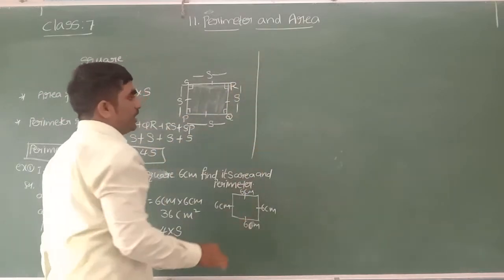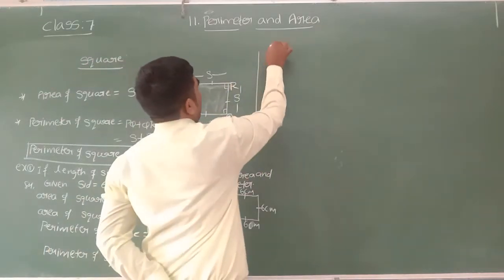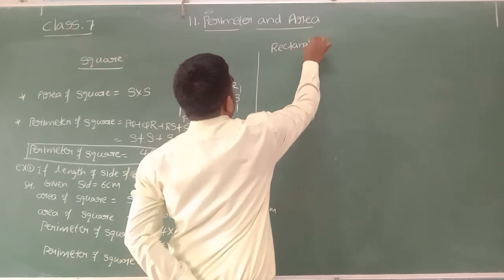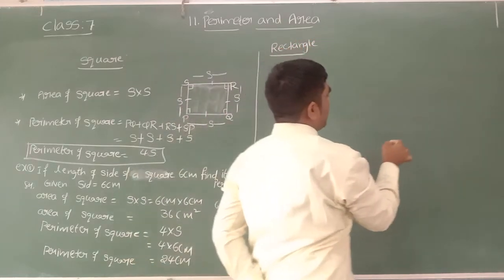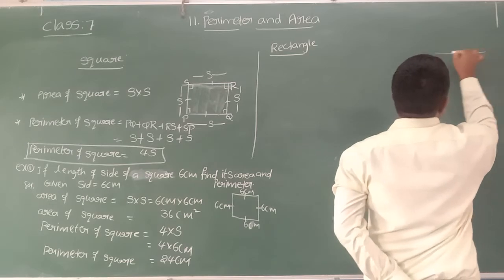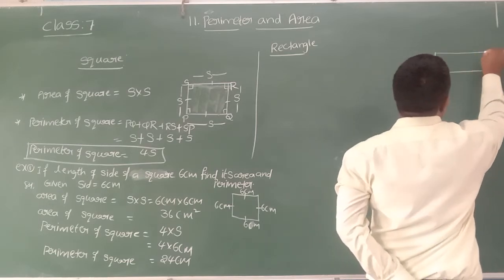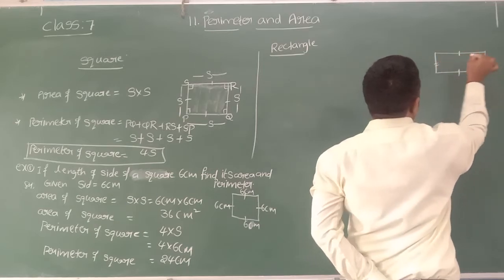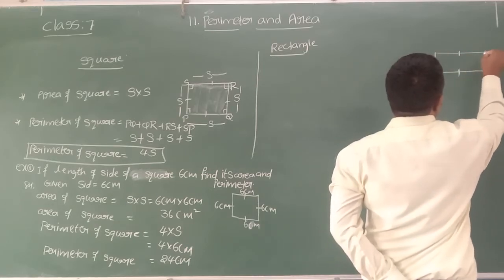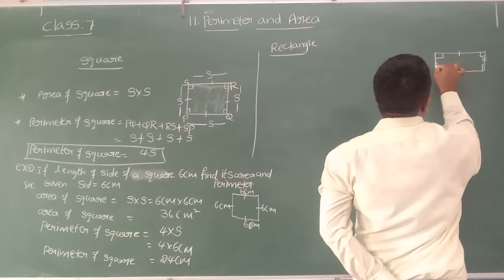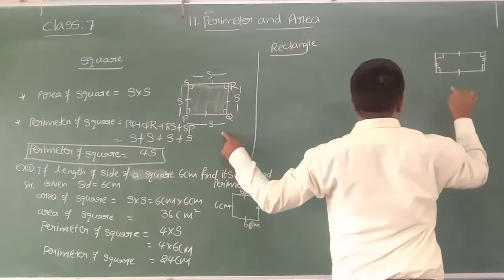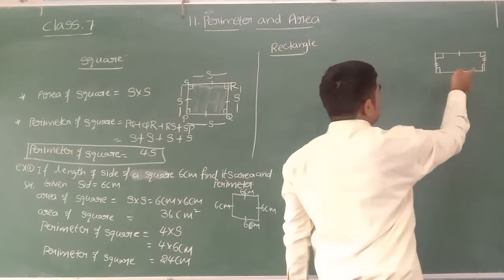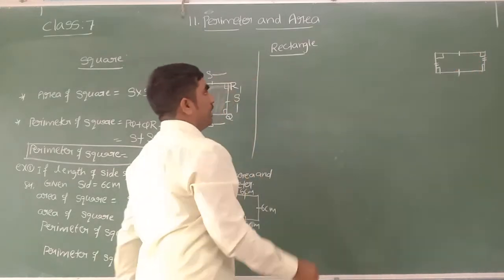Let us see the formula to find the area and perimeter of a rectangle. So what is meant by a rectangle? A rectangle is also a four-sided simple closed figure. But in a rectangle we can see only opposite sides are equal. But even here each angle is a right angle. The only difference between a square and a rectangle is that in a square all sides are equal, while in a rectangle only opposite sides are equal.